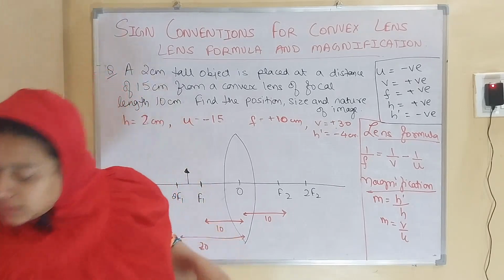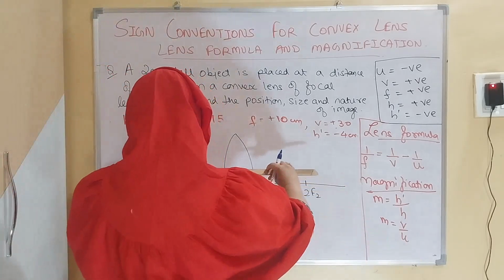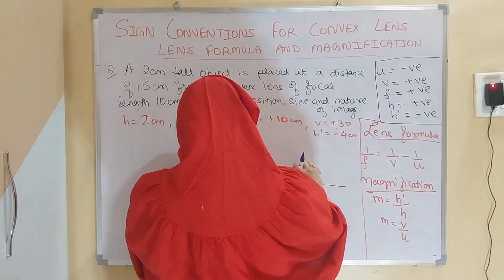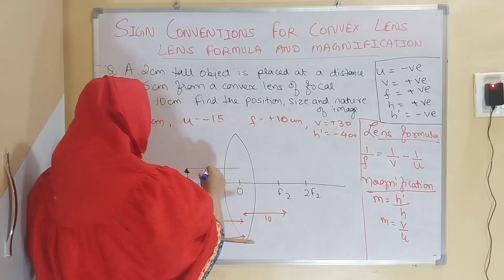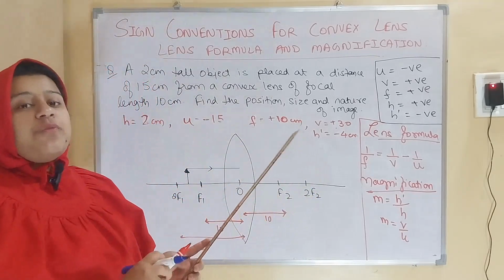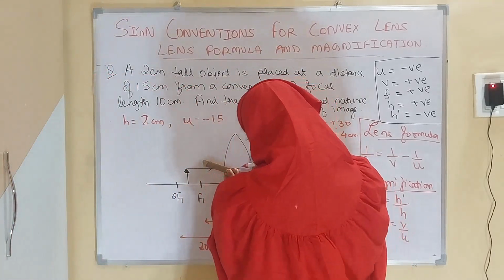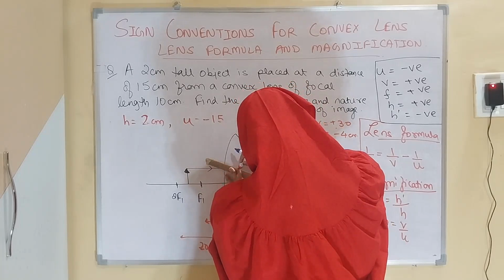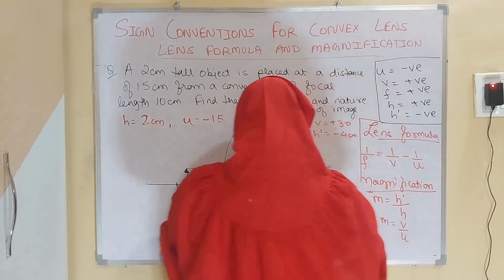Now let us make a ray diagram. A parallel ray, incident. The object is placed between f1 and 2f1. So the image will be formed beyond 2f2. We know the refracted ray goes through f2.